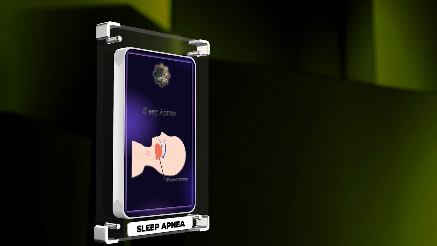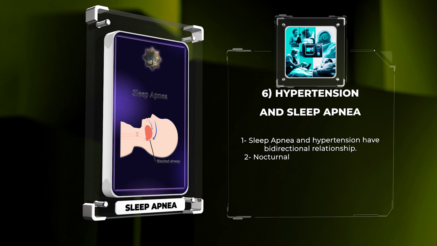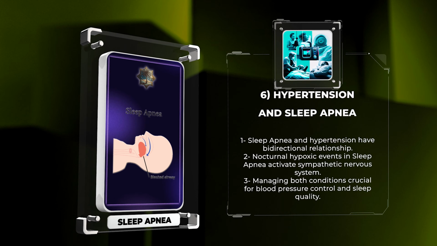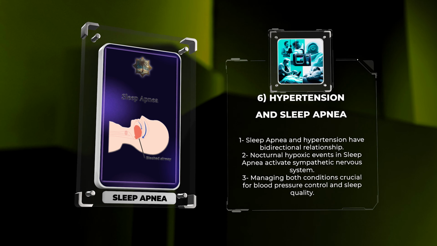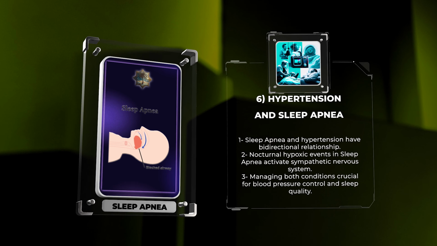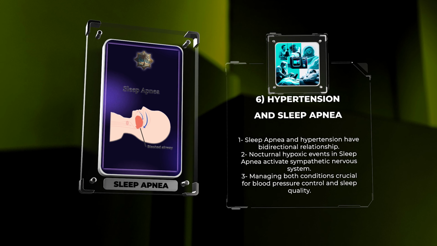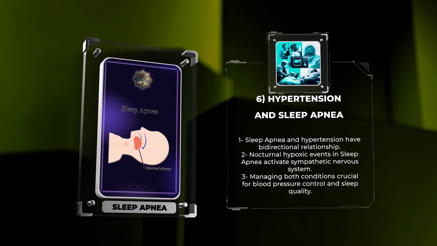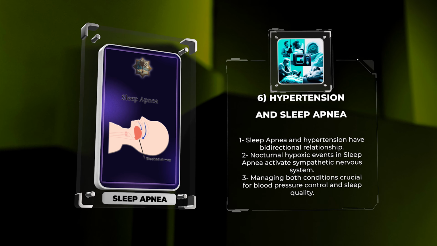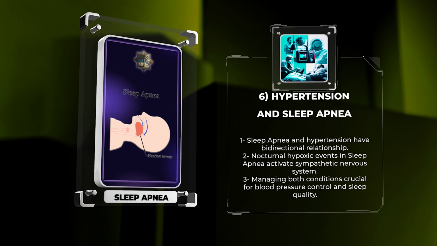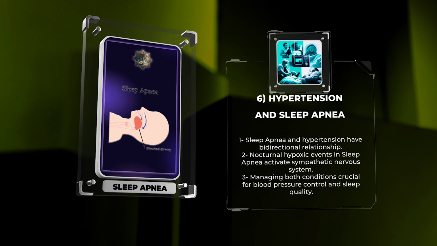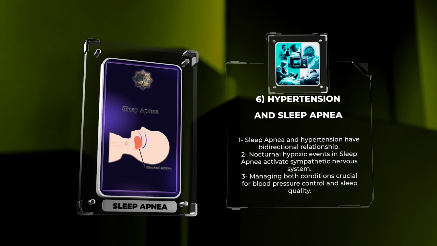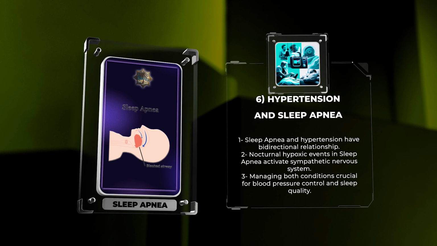Sleep apnea and hypertension commonly coexist, forming a bidirectional relationship. The repetitive nocturnal hypoxic events in sleep apnea lead to sympathetic nervous system activation, oxidative stress, and inflammation, all of which contribute to the development and worsening of hypertension. On the other hand, hypertension itself can disrupt normal sleep architecture and promote sleep apnea events. Managing both conditions concurrently is crucial to achieve optimal blood pressure control and improve sleep quality.